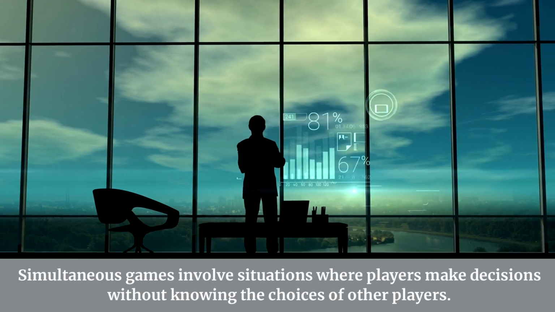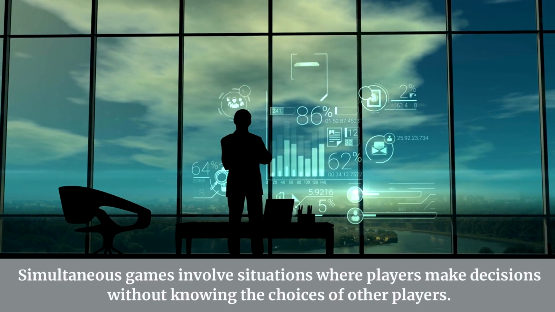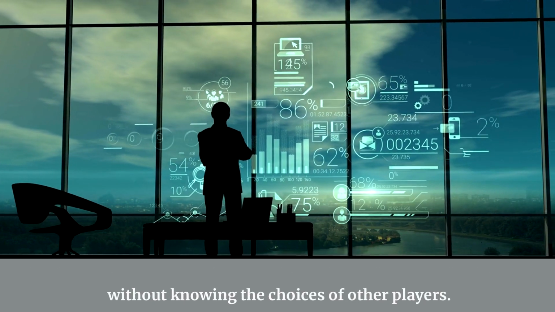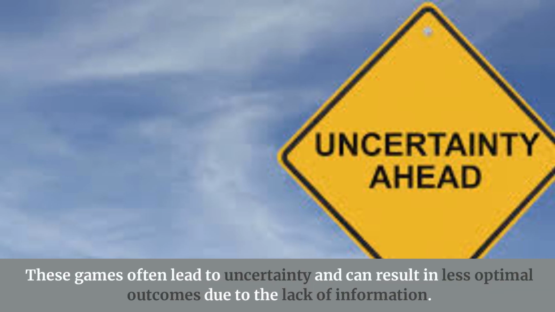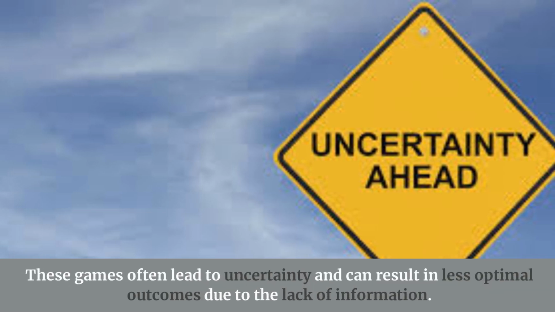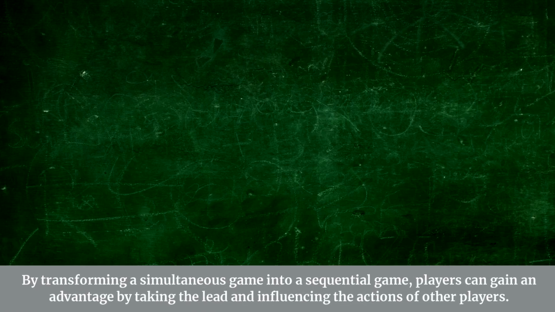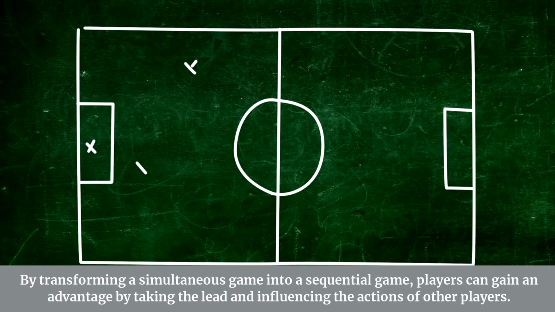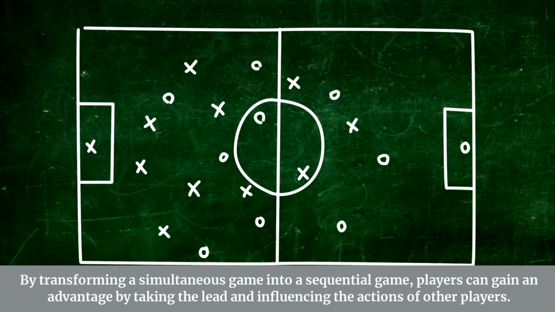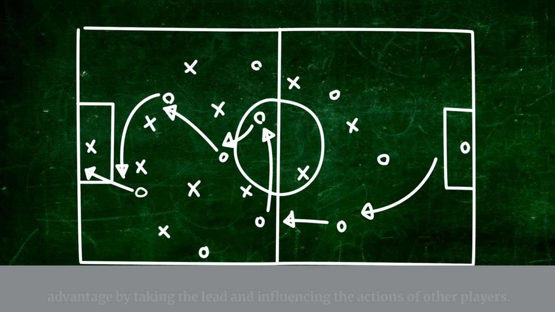Simultaneous games involve situations where players make decisions without knowing the choices of other players. These games often lead to uncertainty and can result in less optimal outcomes due to the lack of information. By transforming a simultaneous game into a sequential game, players can gain an advantage by taking the lead and influencing the actions of other players.